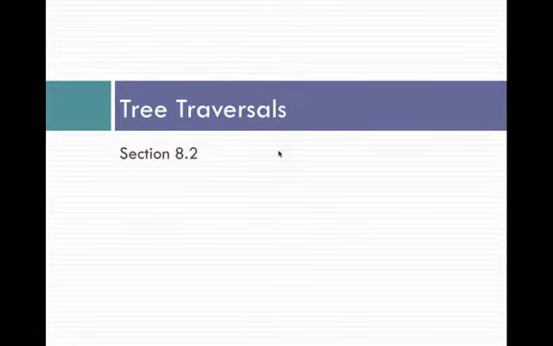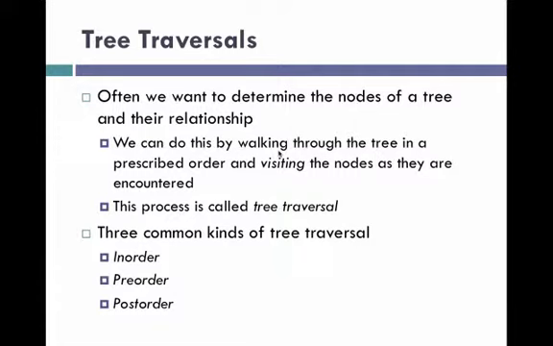In this slidecast, we'll talk about tree traversals. Often we want to determine the nodes of a tree and their relationship, and we can do this by walking through the tree in a prescribed order, and we visit nodes as we encounter them. We call this tree traversal. There are three kinds: in-order, pre-order, and post-order.